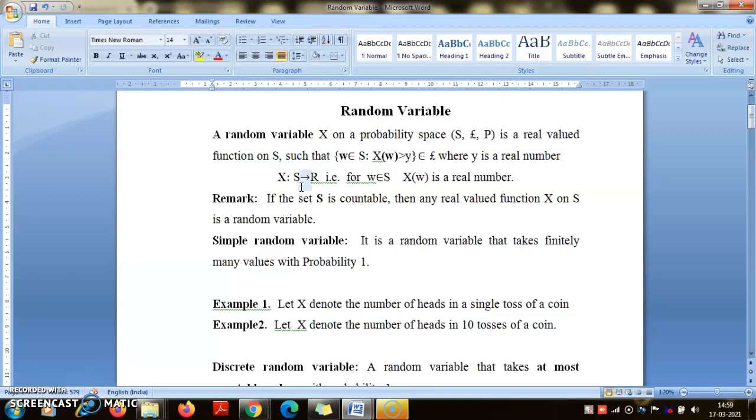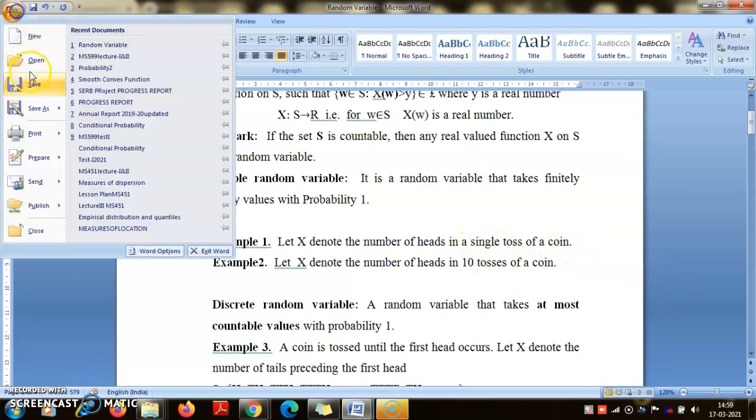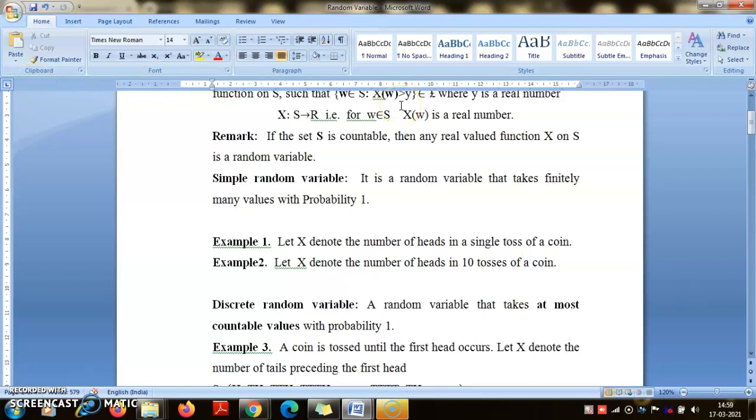So here are some examples. Suppose X denotes the number of heads in the single toss of a coin. We know that one of the basic examples of a random experiment is toss of a coin, because there are two outcomes, head and tail, each has a certain probability. And suppose I count the number of heads. If there is a head, it will be 1, and if no head, tail, then the count will be 0. So X is taking two numbers 0 and 1 corresponding to the number of heads on each side. Therefore here X is a random variable and it's a simple random variable. Why? It is taking only two values.